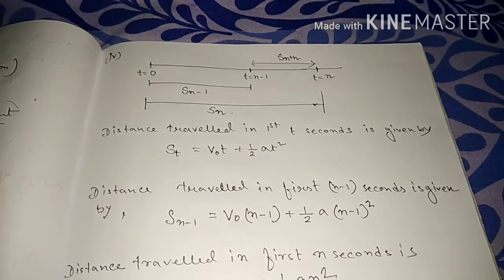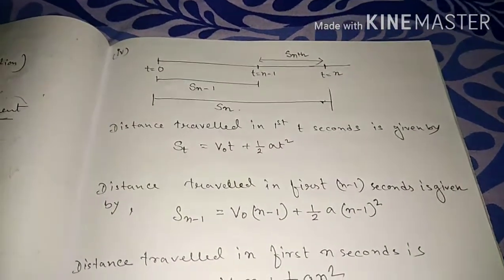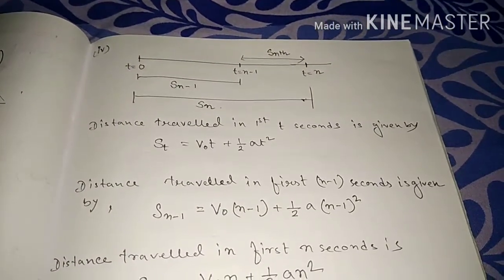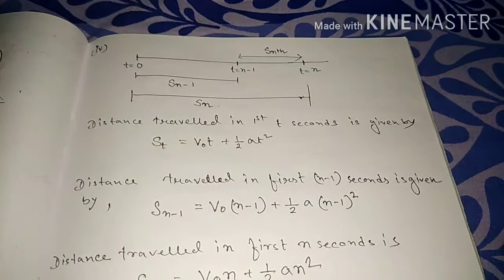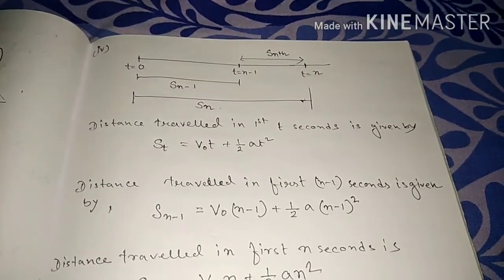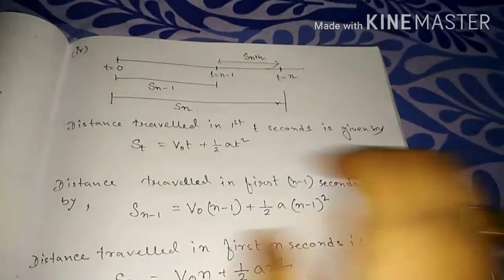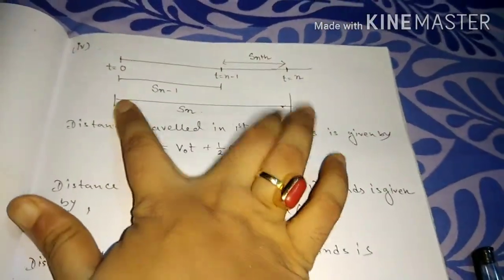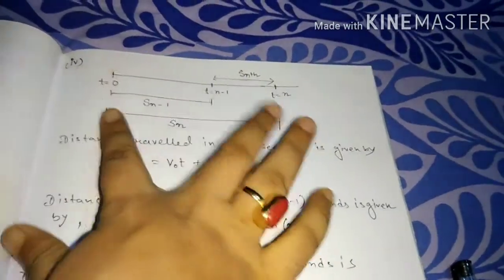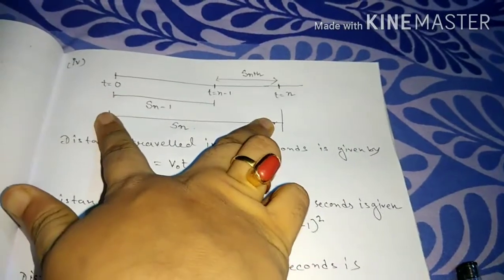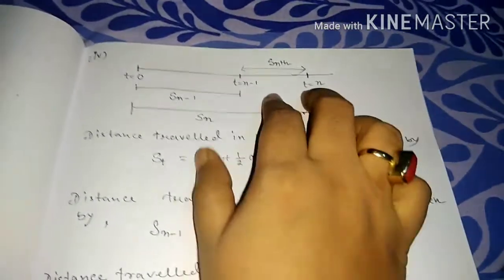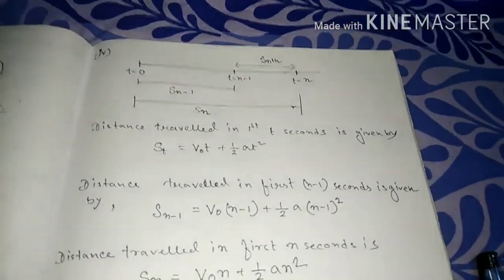Clear? So what we considered here in this figure, the distance traveled in the nth second can be obtained by subtracting the distance traveled in the first n minus 1 seconds from the distance traveled in the first n seconds. That means if we subtract this minus this, then we get this distance. We need this distance, that means the distance at the nth second minus the distance at n minus 1 seconds. If we subtract these two, we get how much distance it covers in the nth second.